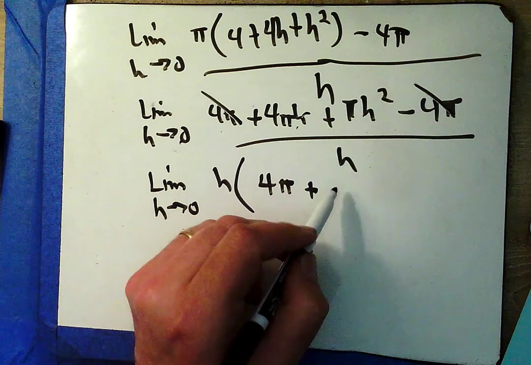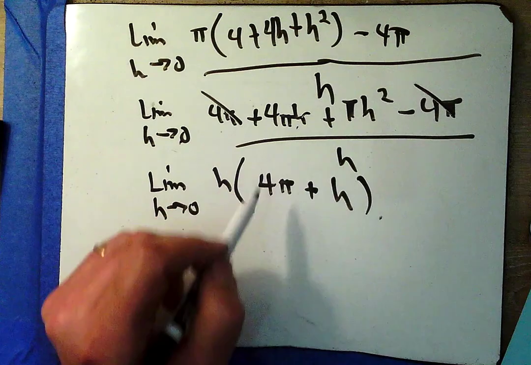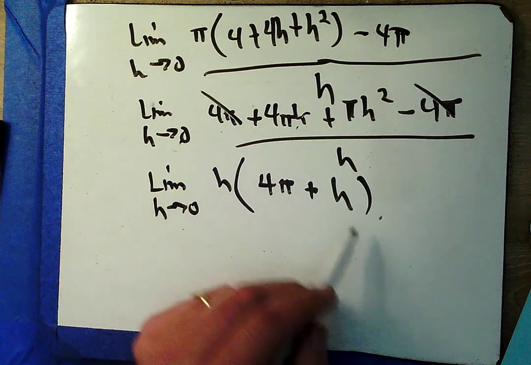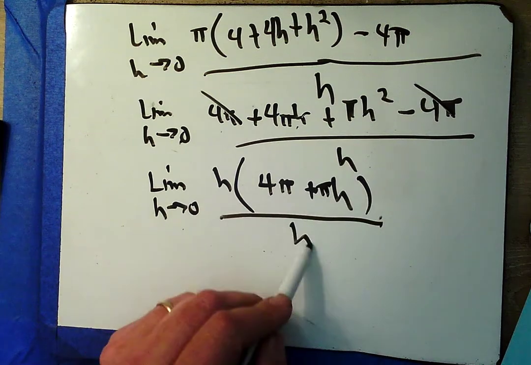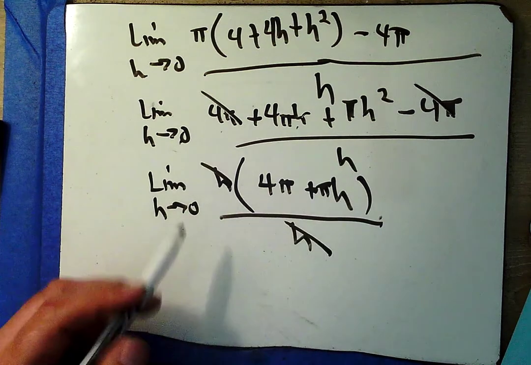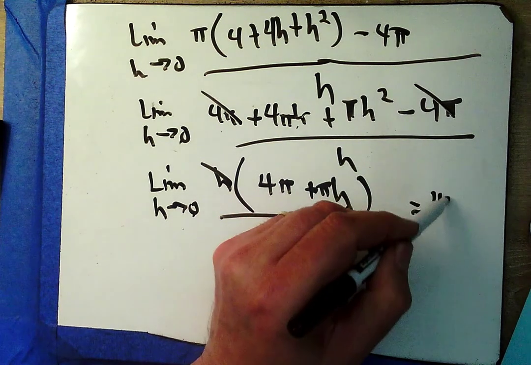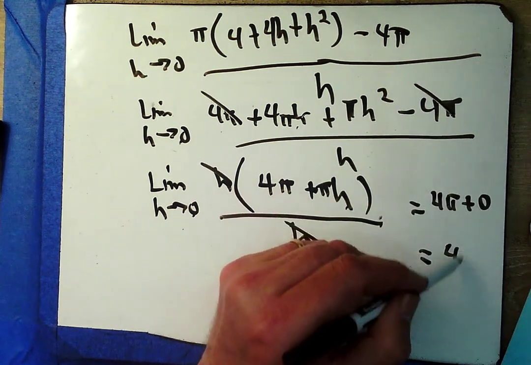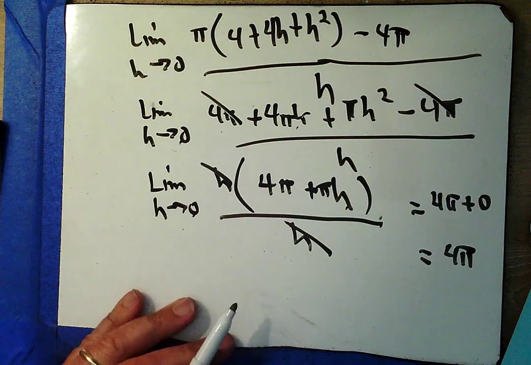4 pi plus h, 4 pi h, yes. Oh, there's a pi missing. There we go. Over h. And then I cancel these. Now I do my direct substitution, and I get 4 pi plus 0, or 4 pi. That's a prime of 2.